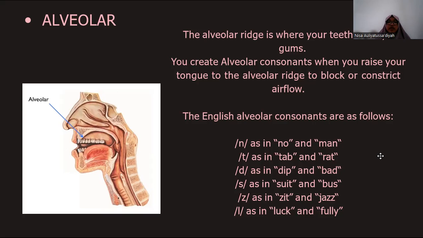The English alveolar consonants are as follows: n, as in no and man, t, as in tab and red, d, as in deep and bed, s, as in sweet and bass, z, as in zit and jazz, l, as in luck and folly.